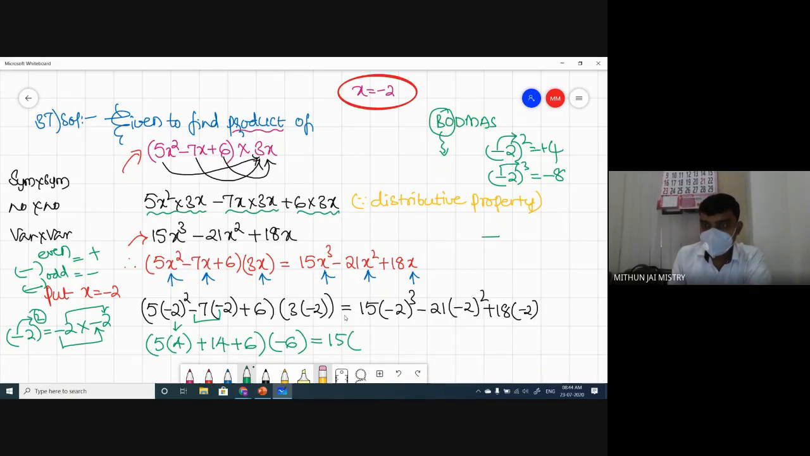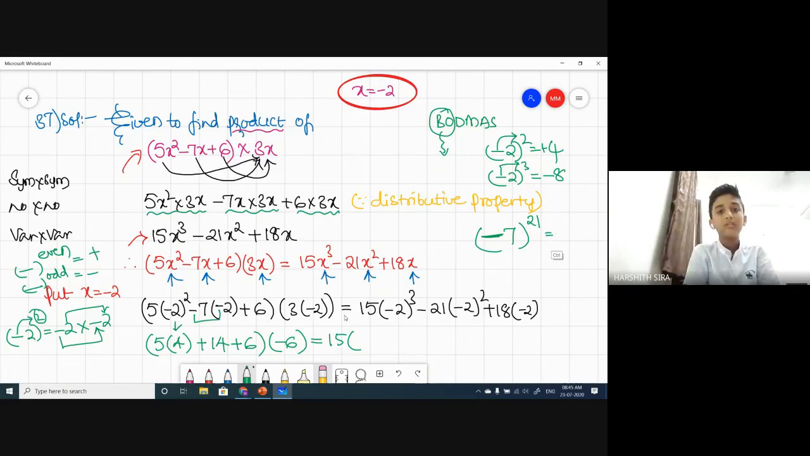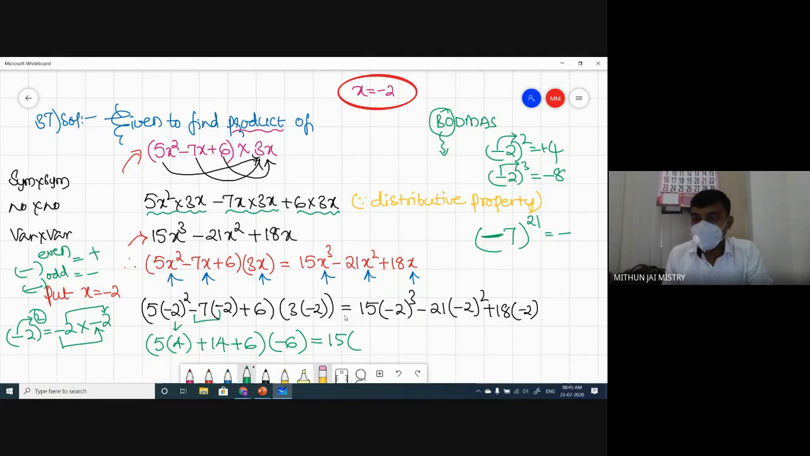Harshit, if it is (-7) whole to the power of 21, now I'm not asking what is 7 power 21, but tell me about the symbol, minus and whole power 21. So we will get minus or plus in the answer? What we will get? Sir, minus. Minus we will get. Very good. Because minus is multiplied odd times.